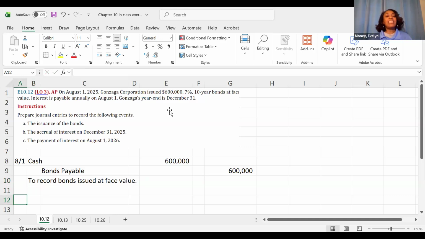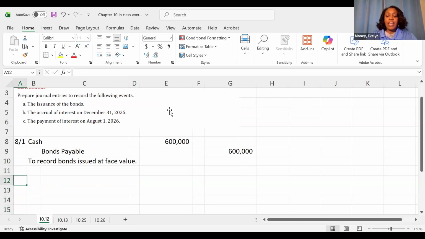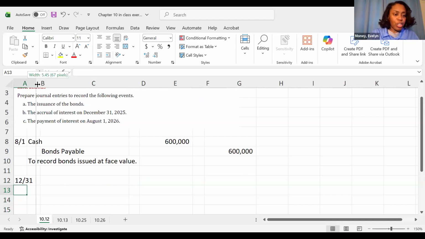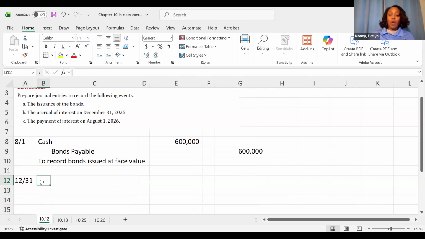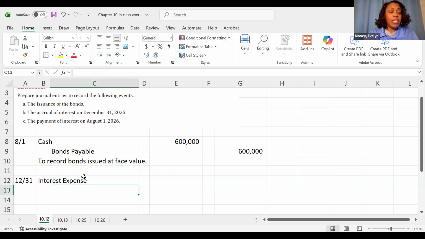Now we speed up time. It is now December 31st, and we need to do the entry for the accrual of interest. When we are accruing interest, this is an adjusting entry, so I would really do this with all of my other adjusting entries. It's not one of my regular general journal entries that happen throughout the year. But I know for my accrued expenses, I need to debit an expense and credit a payable. This is interest. It's not quite time for me to make the cash interest payment. That won't happen until August 1st. But the bondholder has earned some interest, so I need to record that so that my financial statements are complete. We're going to debit interest expense and credit interest payable.